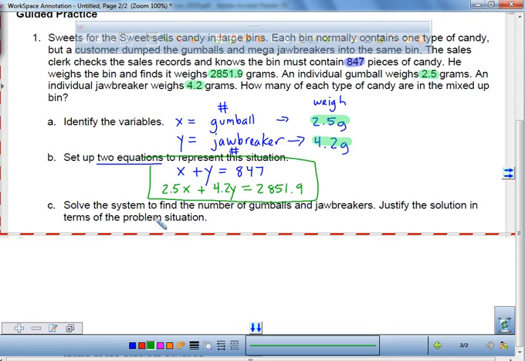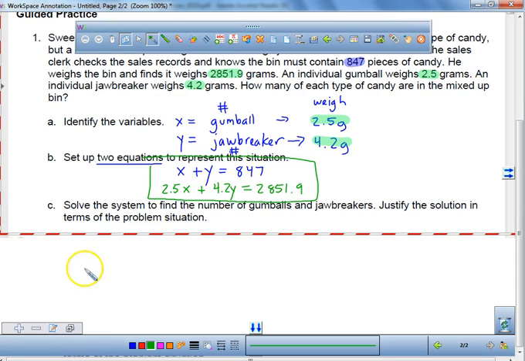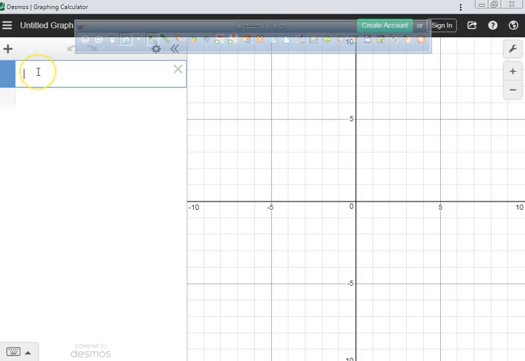So check this out. You remember how easy the quiz was yesterday? Because everything was set up for you. So what we're going to do is go ahead and set this up. All right, so what's our first equation? x plus y equaled what? 847. What was our next equation?